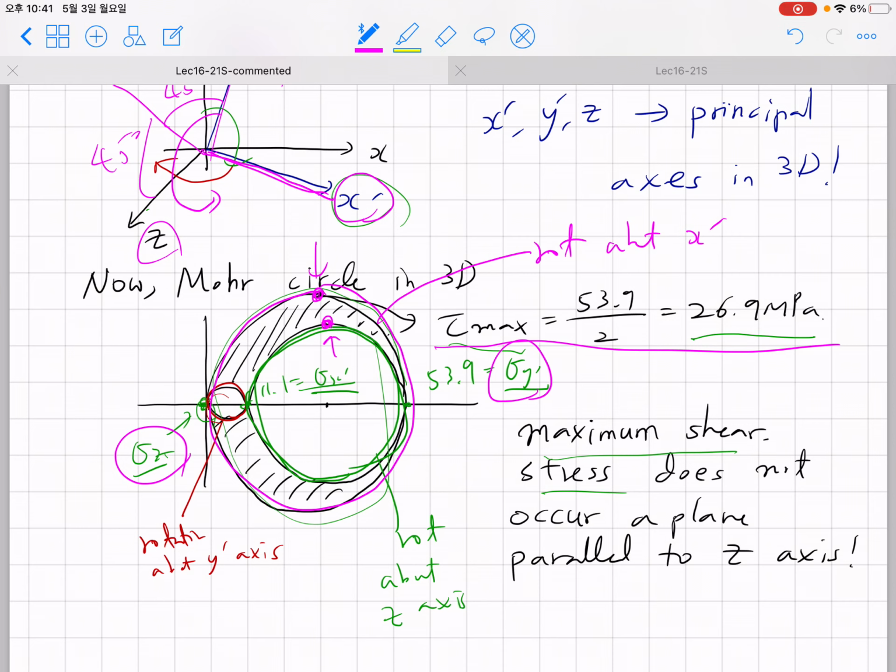So that's how important it is, and we'll discuss a very important class of problem considering plane stress. It is called the thin-walled vessel problem, and we'll discuss that problem in the next lecture.